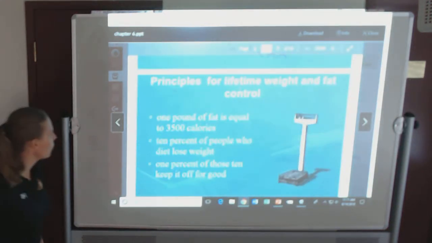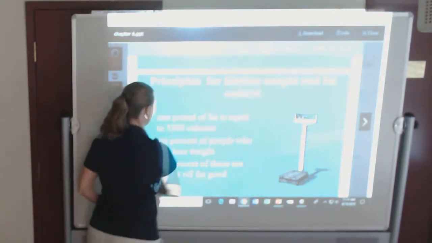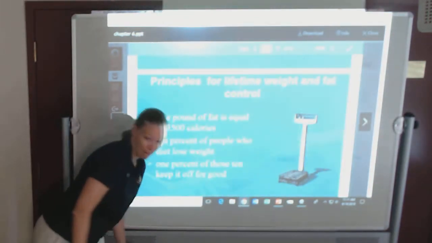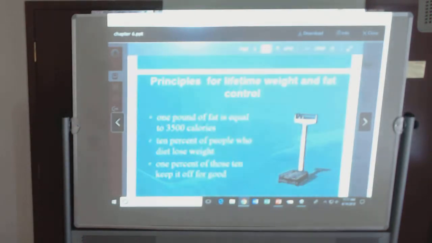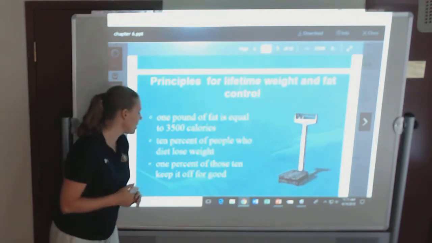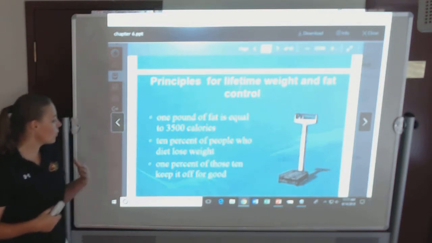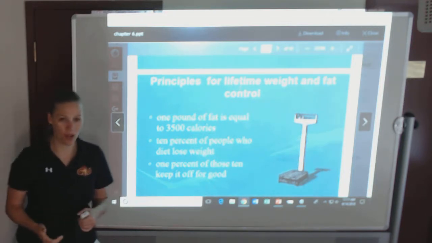So, principles for lifetime weight and fat control. One pound of fat is equal to 3,500 calories. Only 10% of people who diet actually will lose weight and be consistent with that. And then only 1% of the 10% keep it off for good.